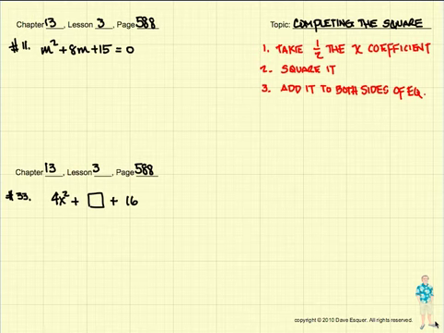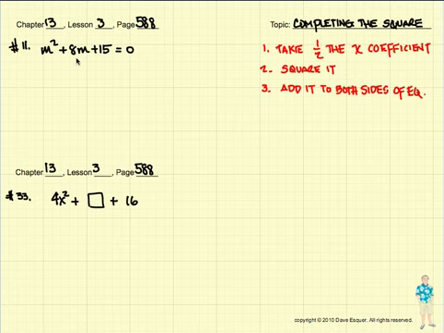We're going to be doing completing the square for these quadratic equations. On the right-hand side, I just made some mental notes, those 3 steps that are required. Take 1/2 of the x coefficient, square it, and then add it to both sides of the equation to see if we can make the completing the square work. So let's give this a shot.